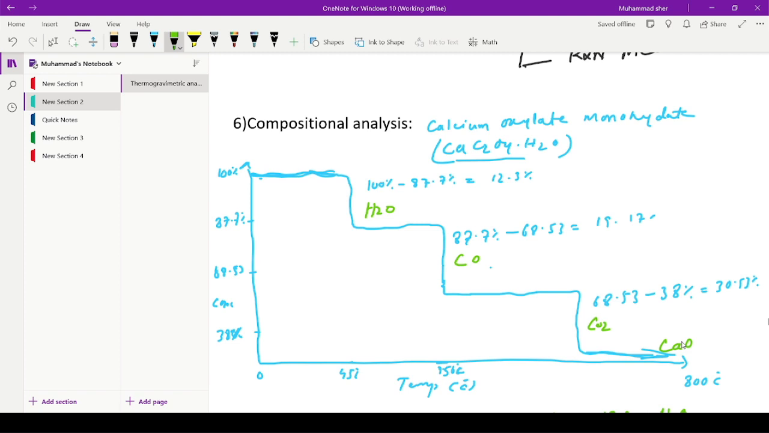So for now we have studied different applications of thermogravimetric analysis. In the next video we will cover some other portion of thermogravimetric analysis.